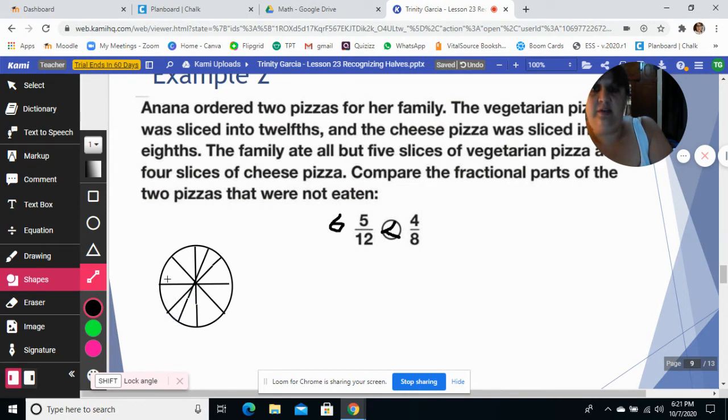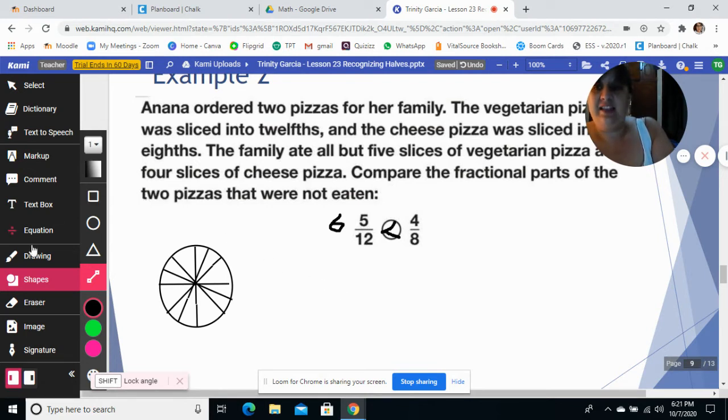Okay, so now we have 1, 2, 3, 4, 5, 6, 7, 8, 9, 10. And if we draw another line, how many do we have? 1, 2, 3, 4, 5, 6, and we have 6 on the bottom. So there's 12. Now, hopefully you would draw it nice and neat with a ruler and be perfect. Okay, but there's 12 slices of pizza.